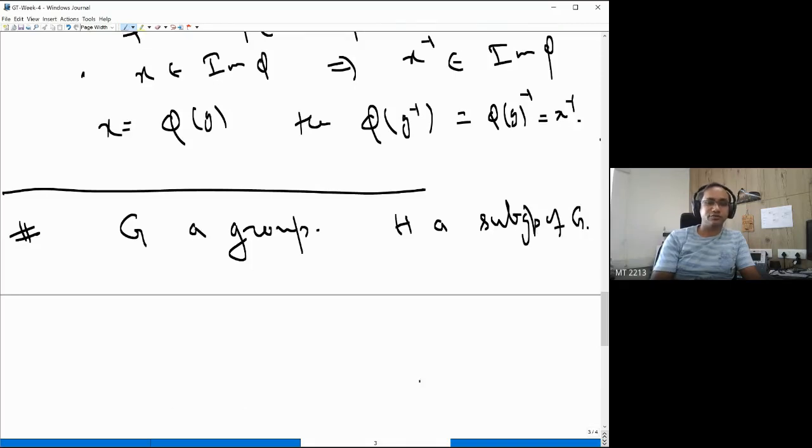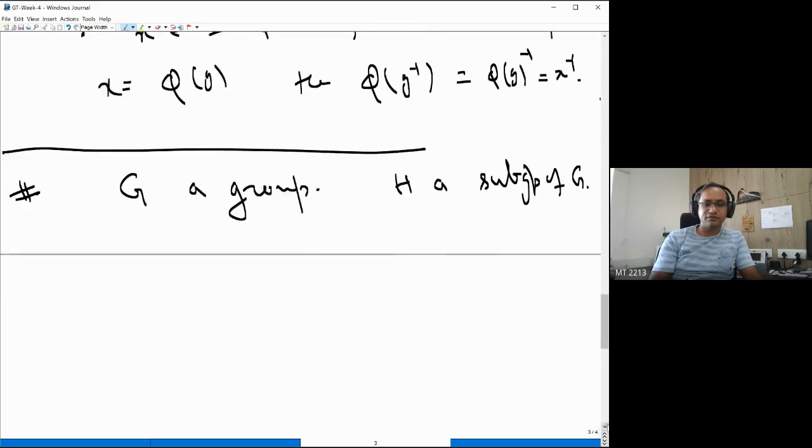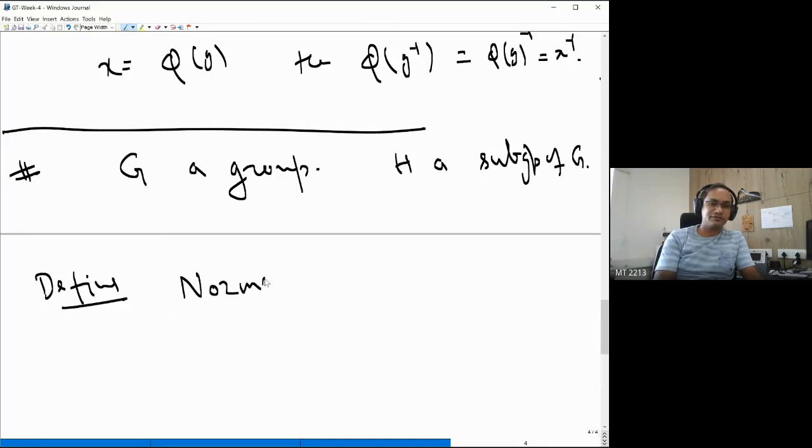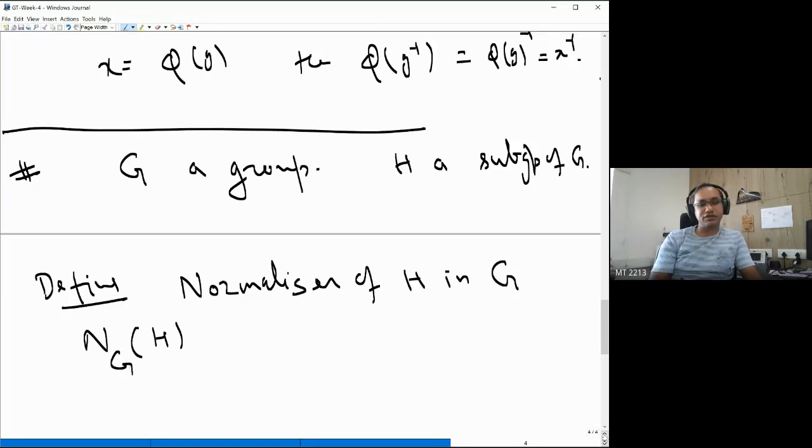So suppose H is a subgroup. Then what we do? We define what is called the normalizer of H in G. That will be denoted by N_G(H). Okay, this is the notation for the normalizer of H in G.